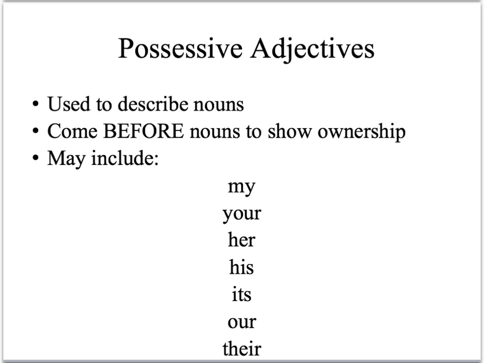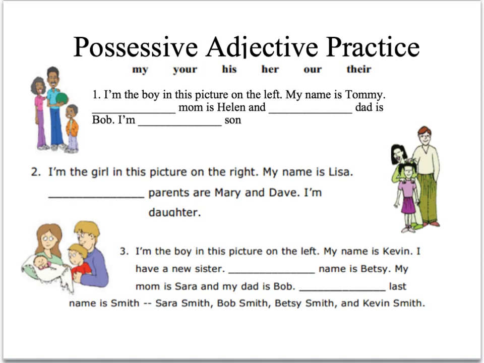As in, this is my car, it is your pencil, it is her desk, it is his cup, it's its tail, it's our car. So all of these words come before a noun, describing that noun or giving more information about who owns it. Here are some examples.